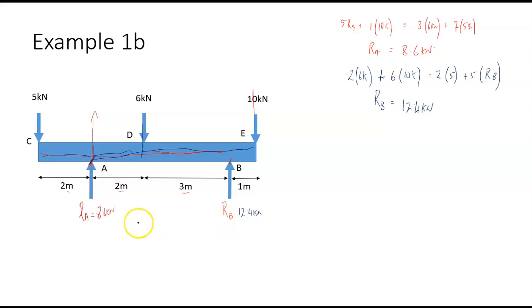And we can do a quick tot on that. So 8.6 plus 12.4 is equal to 21 kilonewtons. So that's going up, and coming down we have 5 and 6 is 11, 11 plus 10 is equal to 21. So 21 going up, 21 coming down, so everything is fine. Okay, so we have RA and RB.